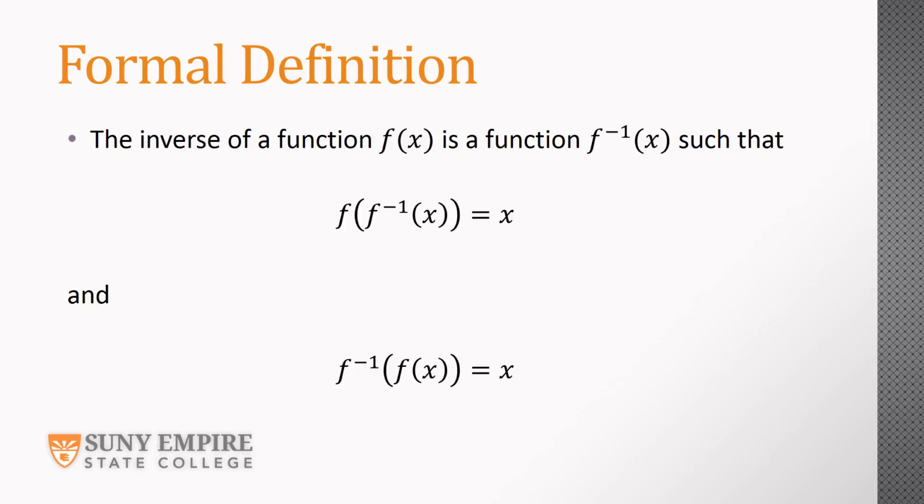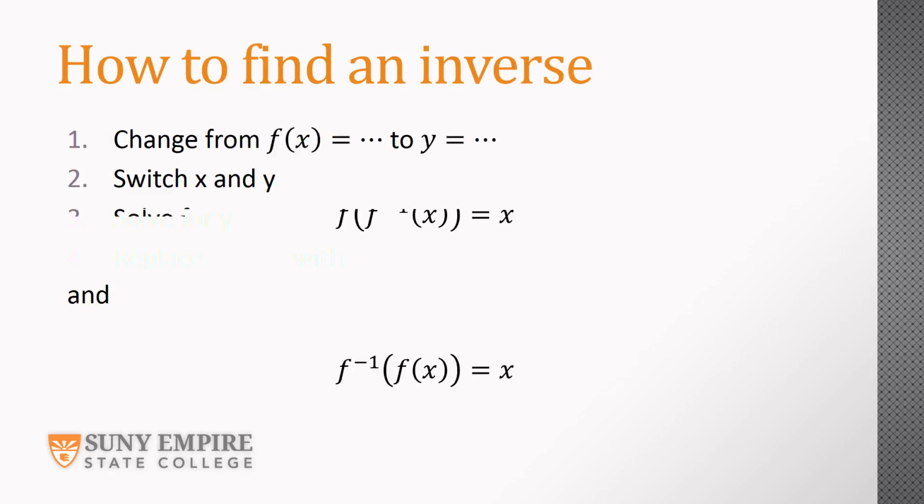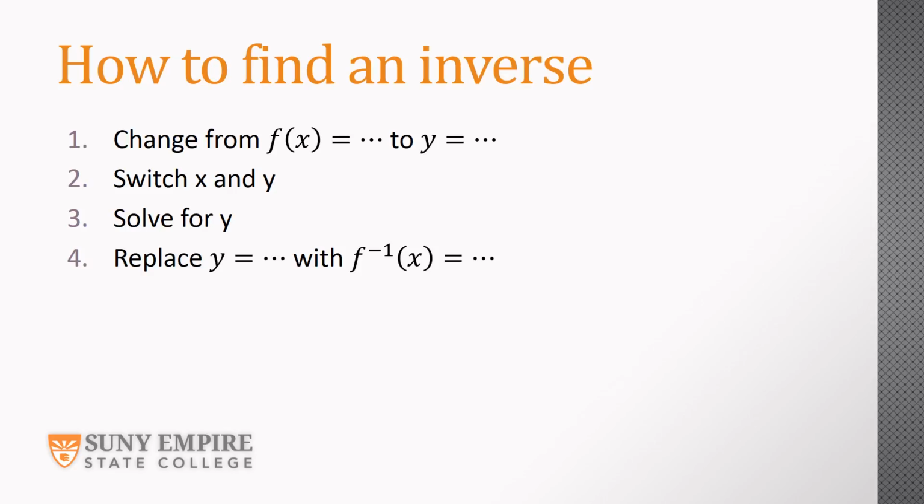But how do we find these inverse functions? First, we switch out of function notation. Instead of f of x equals whatever the function rule is, write it as y equals the function rule. Next, invert the x and y. So anywhere there was an x, put a y, and vice versa. Then attempt to solve for y. Try to get y all by itself.